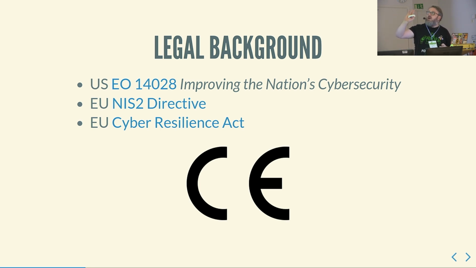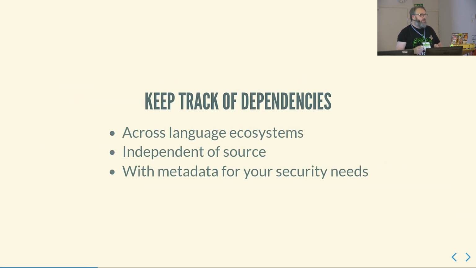These are laws either already in effect or coming soon, as a consequence of those security incidents. So that means a bunch of us are going to be affected by this, and what these laws in general ask for is that we keep track of our dependencies so that we know what's going on. And we have to keep track of it across language ecosystems, independent of sources, with all of the metadata that's necessary to be able to detect, when a new vulnerability arrives, whether or not you are vulnerable yourself, which software needs updating, so you can respond in a responsible manner.